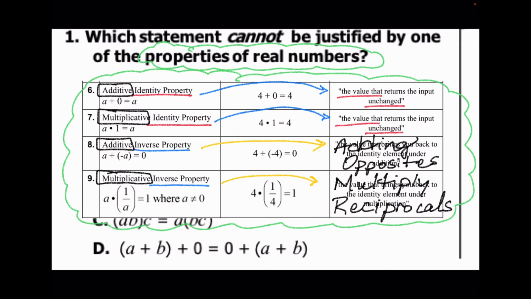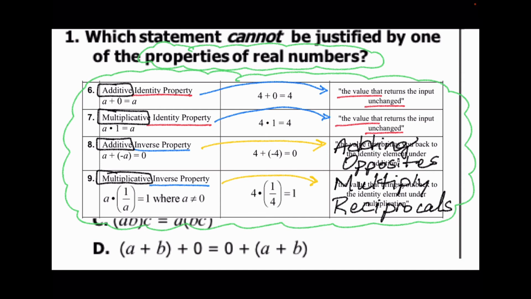Now, the inverse property simply states for addition, the additive inverse property is basically adding opposites equals 0. And for multiplication, once again, the magic number is 1. So multiplying reciprocals equals 1. Okay, that's the multiplicative inverse property.